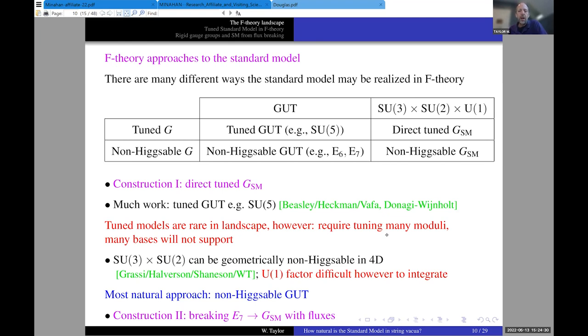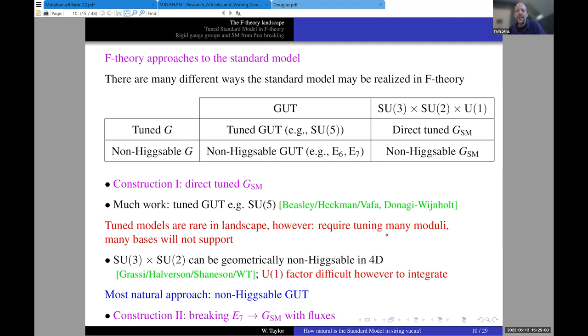But from this top-down point of view, as I've been emphasizing, these tuned models in several senses are rather rare in the landscape. On the one hand, they require tuning many moduli. If you have a given geometry, you have to tune many of the complex structure moduli to get these gauge factors. And they're rare in another sense, which is that most of these bases are chock full of these rigid gauge factors, and that doesn't leave much room for tuning further gauge factors.